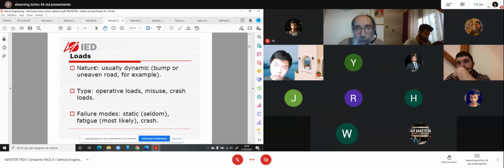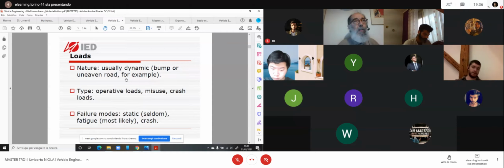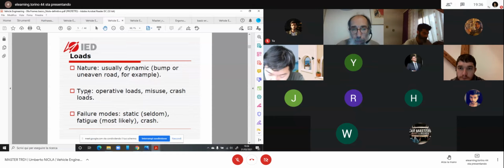So loads, nature of the loads, this is also interesting. Usually we have dynamic loads, which are the most difficult to forecast and so make a proper calculation. Bump or uneven road, for example, but also some misuse of the car or accidental maneuvers. Type of loads: crash and misuse, but all the time you have operative loads anyway, and the manner of failure.